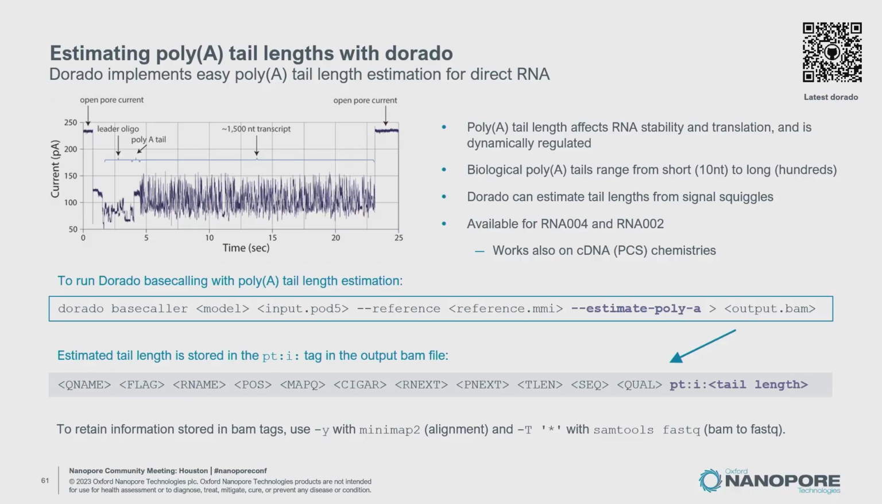If you want to measure poly-A tail lengths from your direct RNA, simply add to your Dorado basecaller call --estimate-poly-a, and you'll then find the poly-A tail length in the output BAM file in the PT tag.